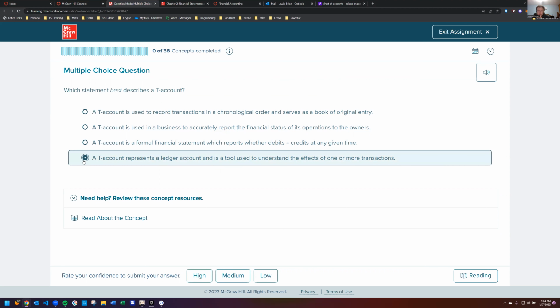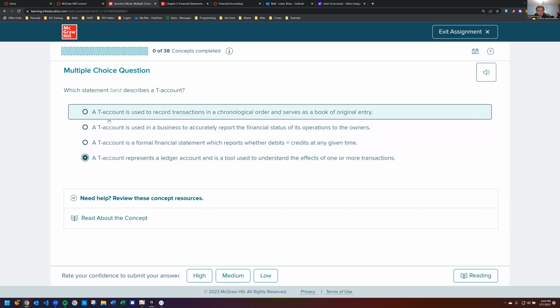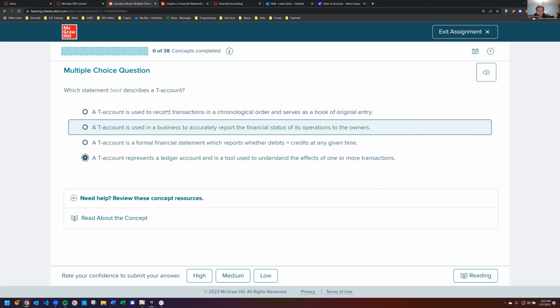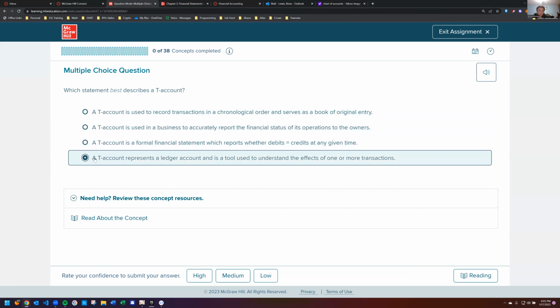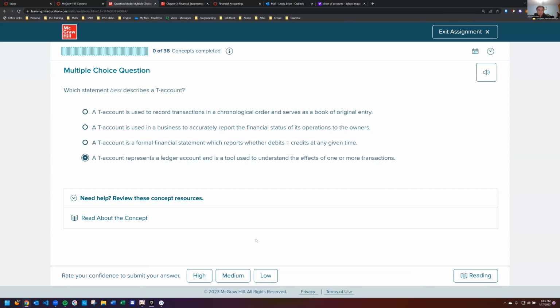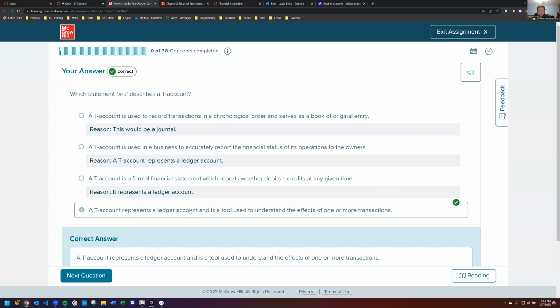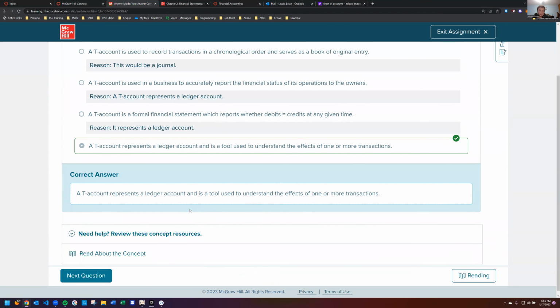So I'd say yes on this one. It doesn't really record transactions, it's really just a tool. So I'd say no on that because a journal entry records transactions. T account used in business to accurately report a financial statement status? No, that's usually financial statements, and a T account is not a formal financial statement. So if I got rid of all these, I would say that this is the right one. Let's see. Rate your confidence, submit your answer, high. What do you know? Yep, I got it right.